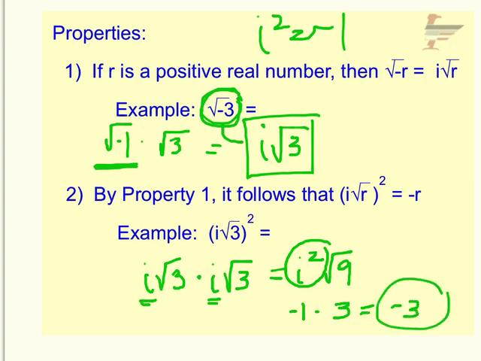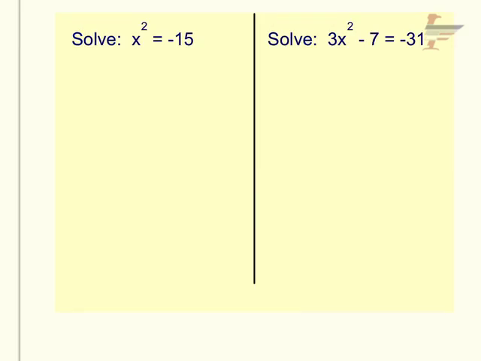So basically just know how to work through these. If you're square rooting a negative number, we bring in i right here. And if you end up with an i squared, we always replace it with a negative 1. Here are just a couple quick examples to show you what this will look like.